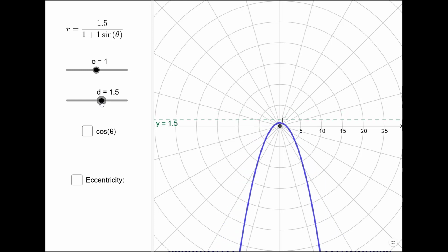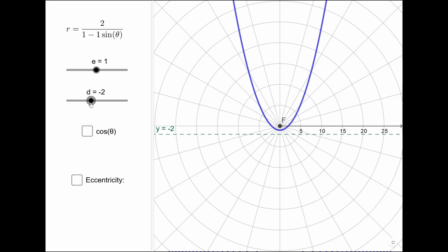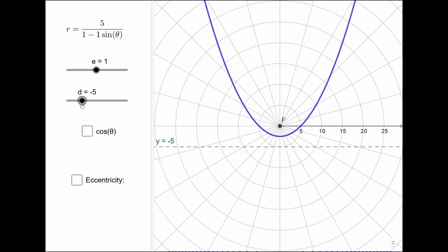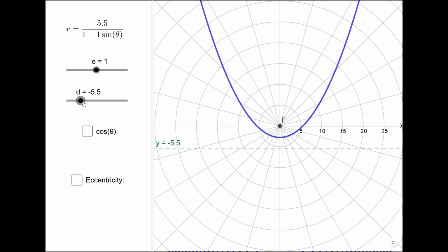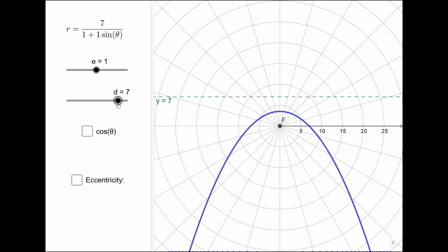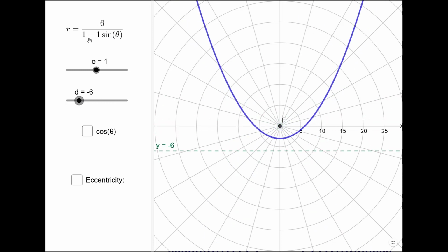What would happen if it goes negative? Okay, so now if you notice, it switched, the graph is opening upwards, so it's still a parabola, it's just opening upwards, and we still have a horizontal directrix. Also notice what changed in my equation. When the directrix was positive, the denominator was 1 plus the sine of theta. When the directrix becomes negative, the denominator becomes 1 minus the sine of theta.